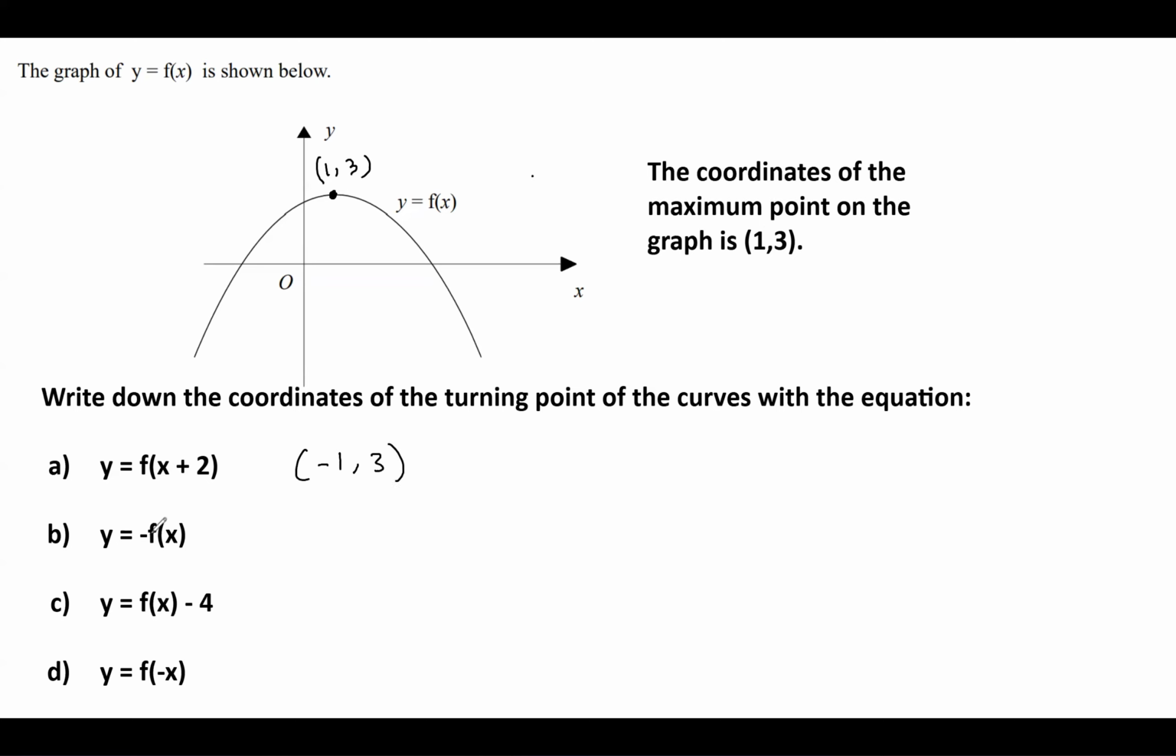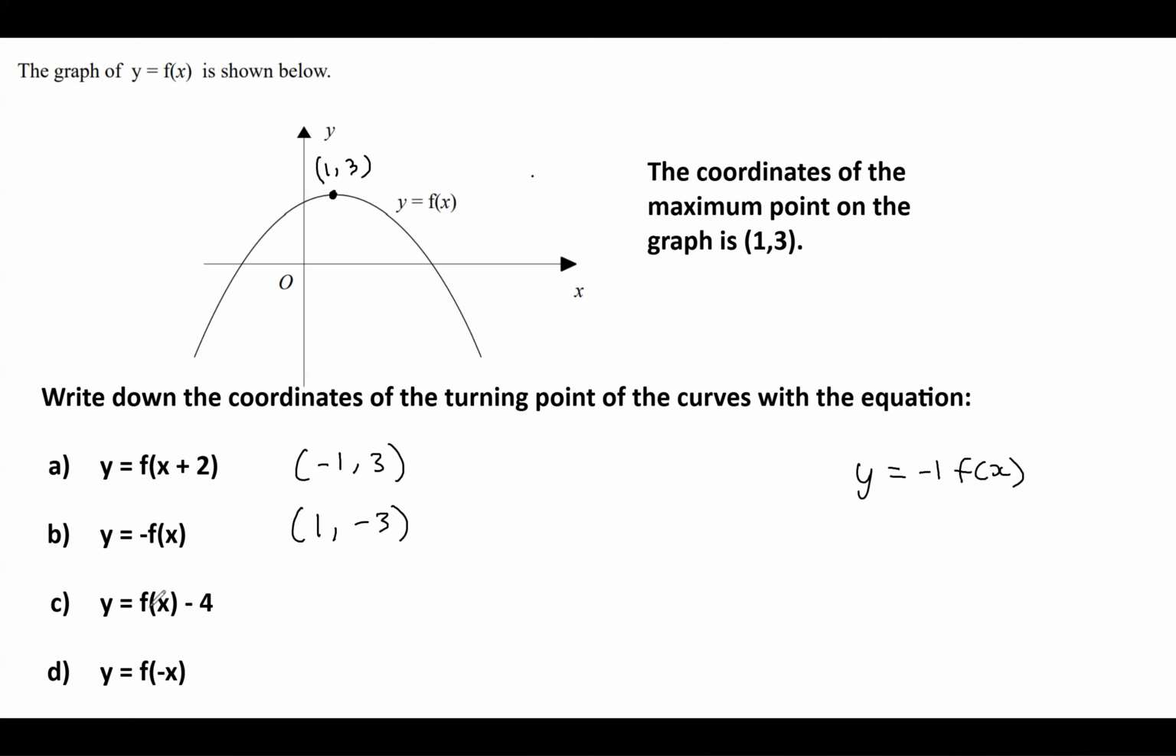Over here, now we've got a minus on the outside. Now you can treat that as a minus 1. So you could think of this as y is minus 1 f of x. So in other words, we're saying minus 1 times f of x, and the minus 1 is on the outside. So that's going to affect our y coordinate. So the x coordinate will stay as it is. So we are going to multiply the y coordinate by minus 1. So we are going to end up with 1, 3 times minus 1, that is going to be minus 3.